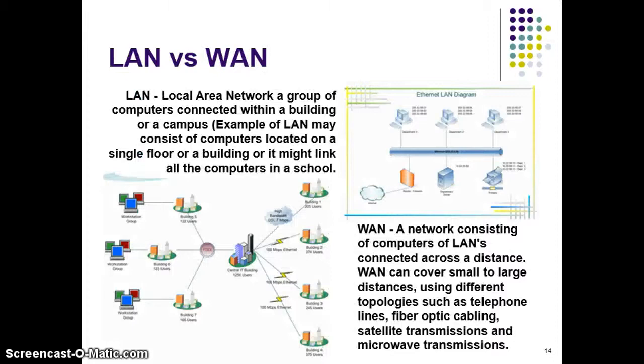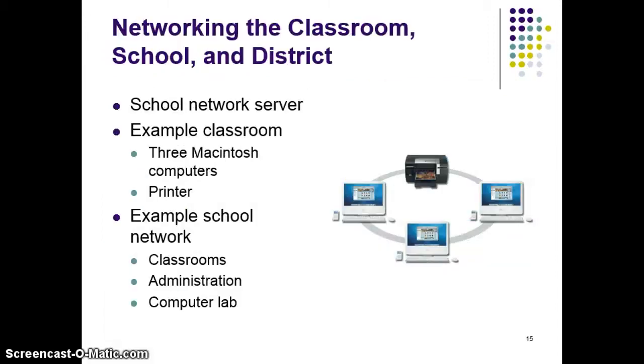So LAN, local area network, is a group of computers connected within a building or campus. For example, a LAN may consist of computers located on a single floor of a building, or might link all computers in a school. A WAN is a network consisting of LANs connected across a distance. A WAN can cover small to large distances using different topologies, such as telephone lines, fiber optic cables, satellite transmission, and microwave transmissions. So network: the classroom, school, and district. So here you can see an example.